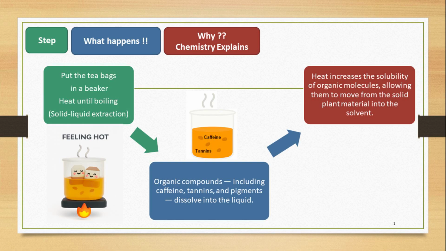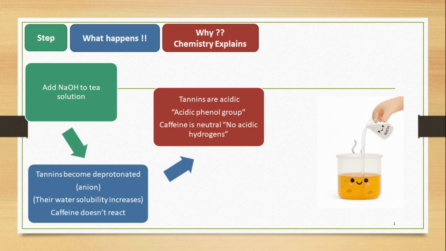However, because this solution contains not only caffeine but also tannins and pigments, we need to find a way to selectively separate the caffeine from everything else. Our second step is to add sodium hydroxide, NaOH. This is a strong base.